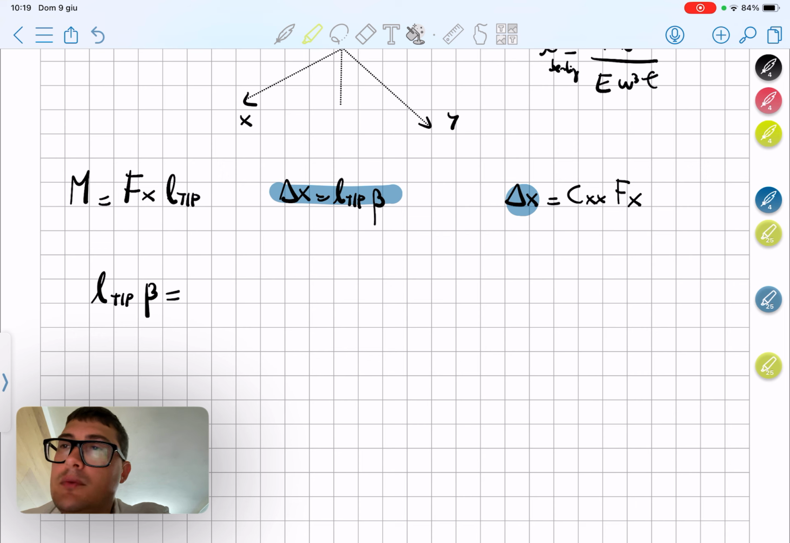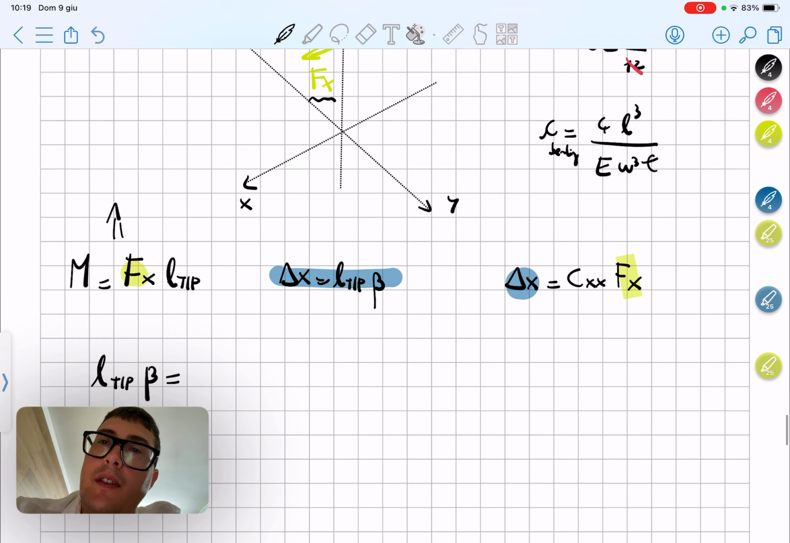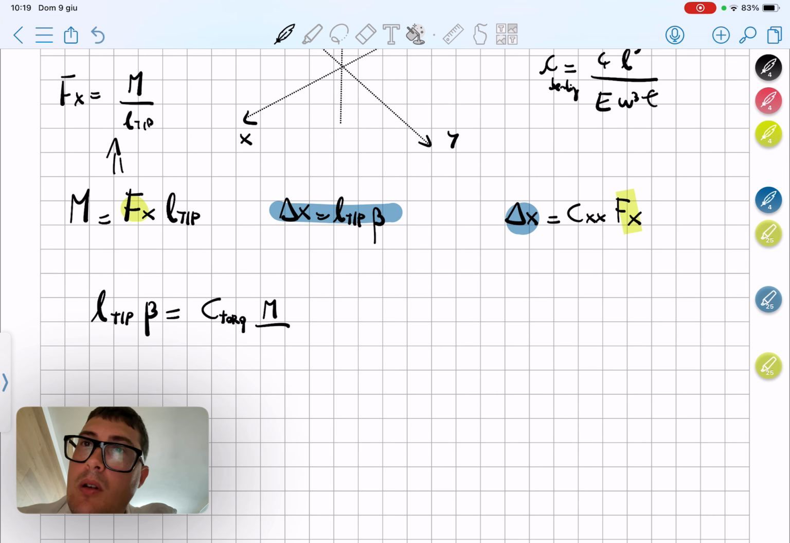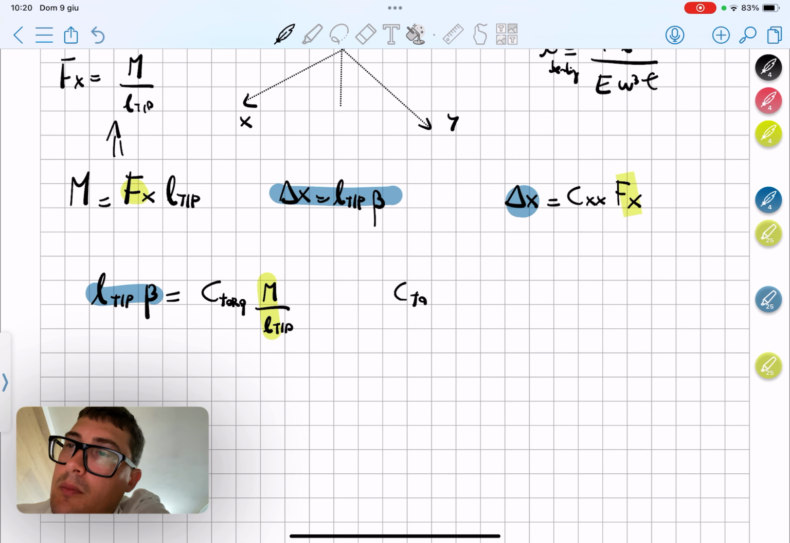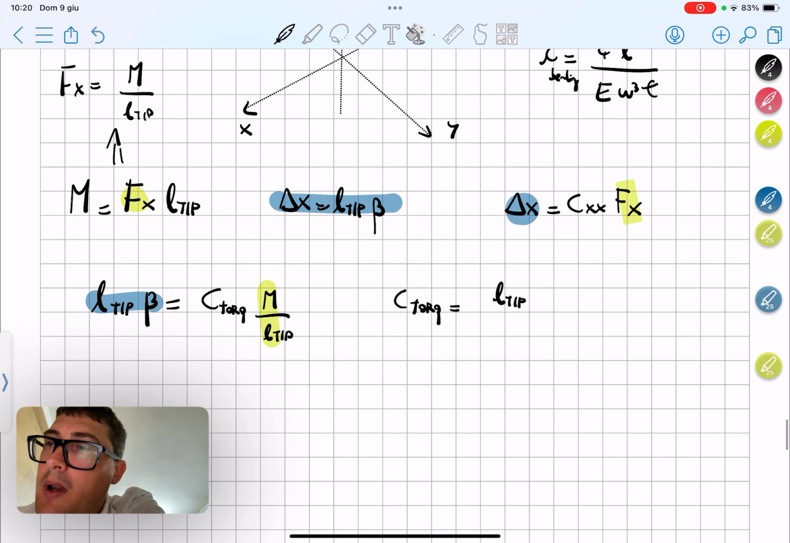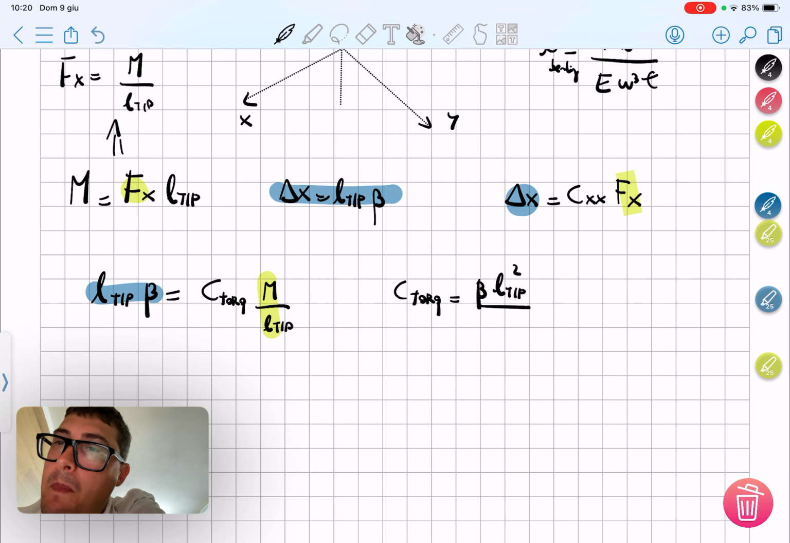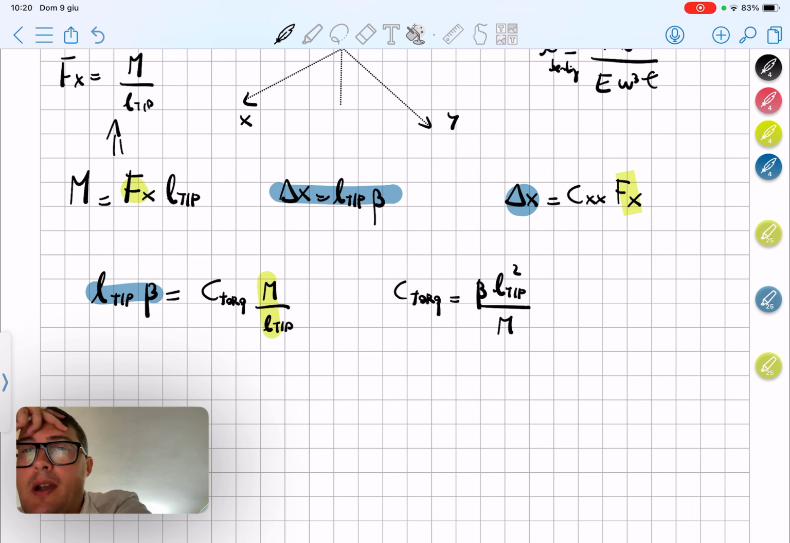I want f of x, okay? So if I want f of x, I can take it from here. So let me write it here. We have that f of x is equal to m divided by L of the tip. And so this is our C torque, m over L of the tip, okay? This one blue and this one yellow. So C torque becomes L of the tip squared beta divided by m. C torque is L of the tip squared beta divided by m.